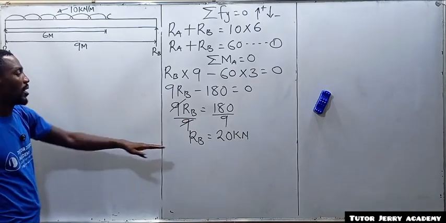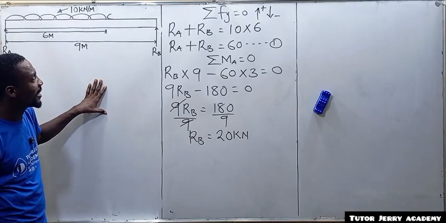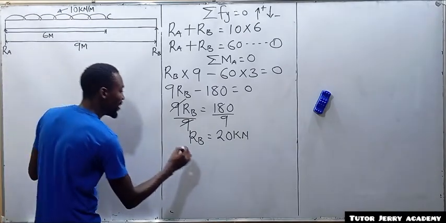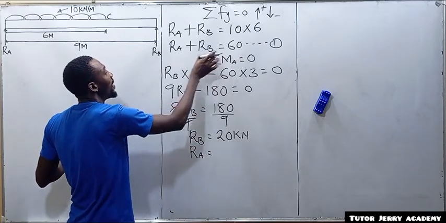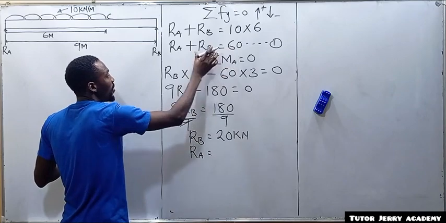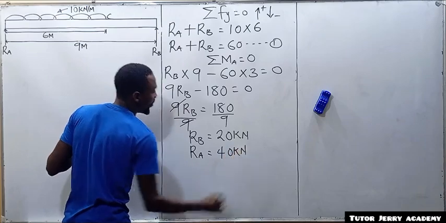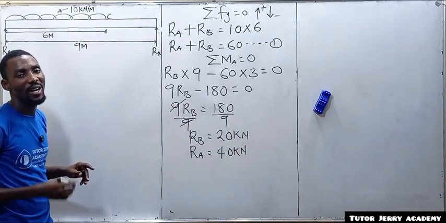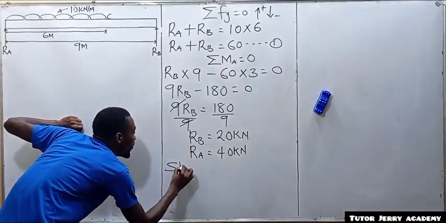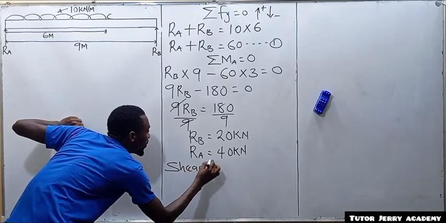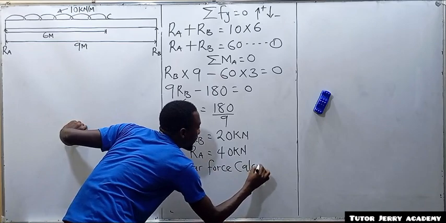So now for us to get the reaction at A, we make reaction at A the subject. So this is going to be 60 minus reaction at B. That is 60 minus 20, which is going to give us 40 kilonewton. All right. So the next thing we are going to do is our shear force calculation.